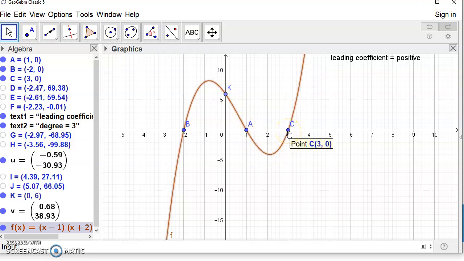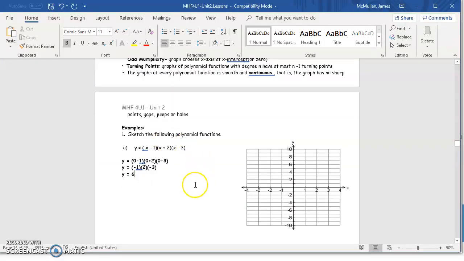No bouncing off the axis, no cubic roots or anything like that, just a fairly straightforward function just to get us started. But again, the process that we just used is the process we're always going to be able to use, right? Graph the roots, graph the y-intercept, examine the order of the roots to see if you have any bounces or anything like that, check the end behavior, and then sketch.